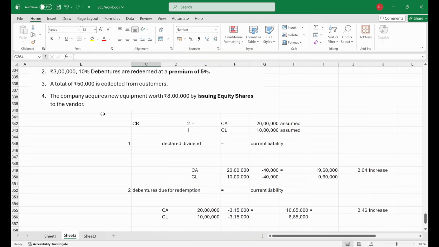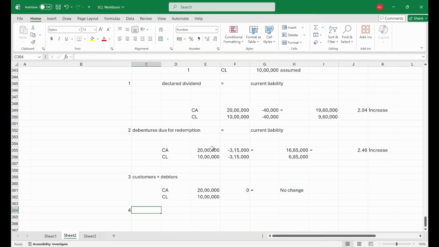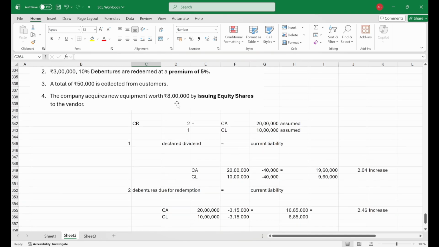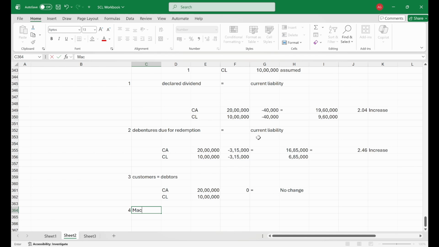Let's go to the fourth scenario. The company acquires new equipment worth rupees 8 lakh by issuing equity shares to the vendor. Okay, the company has purchased new equipment. Let us say it is a machine. So machinery account debit to equity share capital. The company has issued equity share capital.